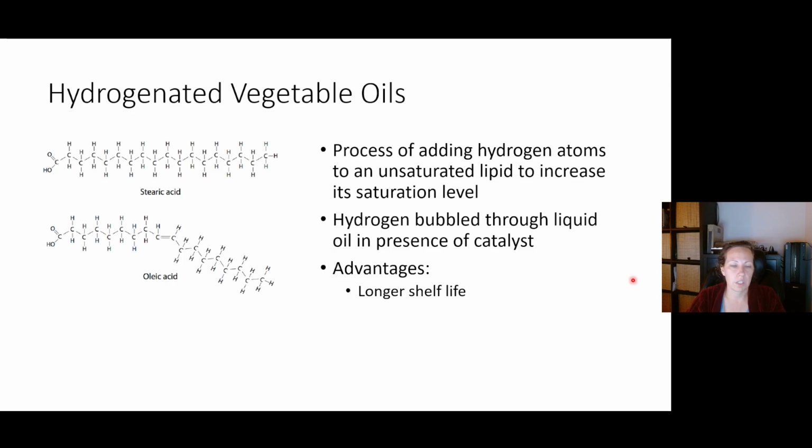So the advantages of this: they can achieve a longer shelf life compared especially to the original oils, but also even compared against lard, which is an animal fat that was used quite often before all of this technology came into existence. It has greater stability. Oils tend to break down, and we'll talk more about that next week. But it's greater stability against oils or lard.